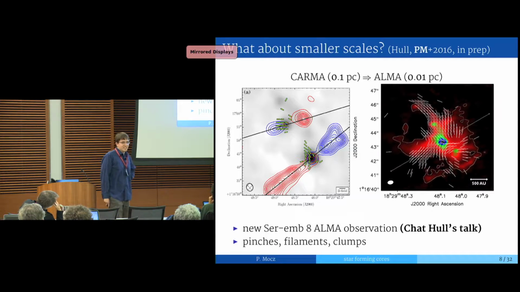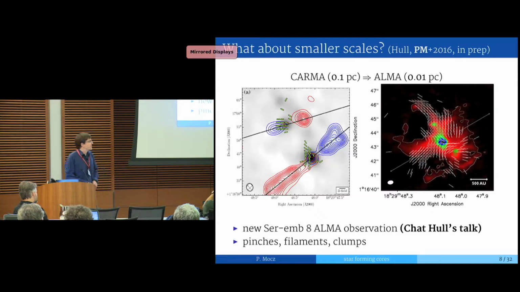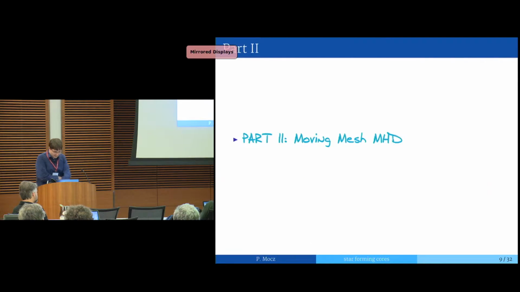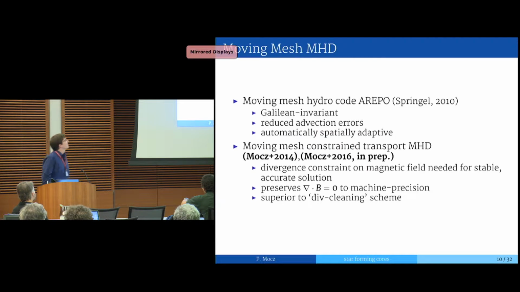So what I'm interested in is using these high-resolution moving mesh simulations to predict the morphology of these cores, really get down to these ALMA scale resolutions, and see if we can predict the morphology with a code that has been used classically in cosmological contexts to predict the morphology of galaxies. So on to part 2, describing the moving mesh code.